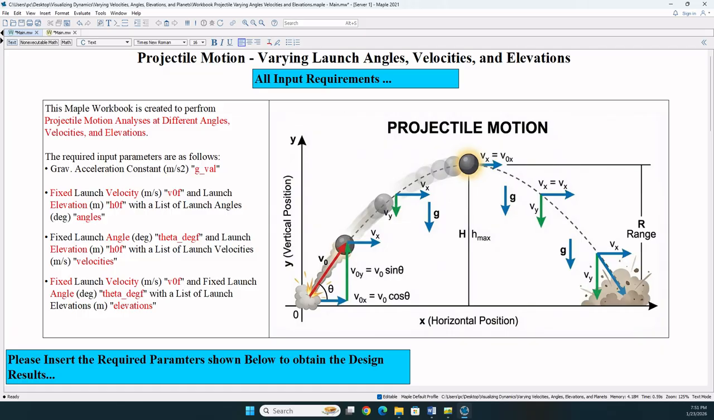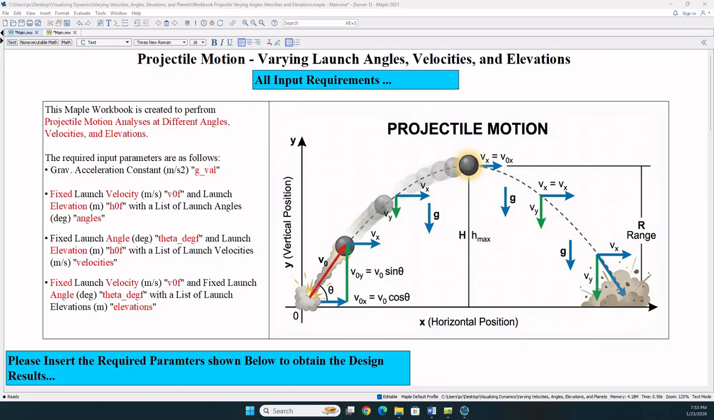First, we need the gravitational acceleration constant. Then we have three parts. In the first part, we need a fixed launch velocity and launch elevation in order to study a set of launch angles. In the second part, we have a fixed launch angle and launch elevation to be studied with a list of launch velocities. And in the third part, we have a fixed velocity and fixed angle to be studied with a list of launch elevations.